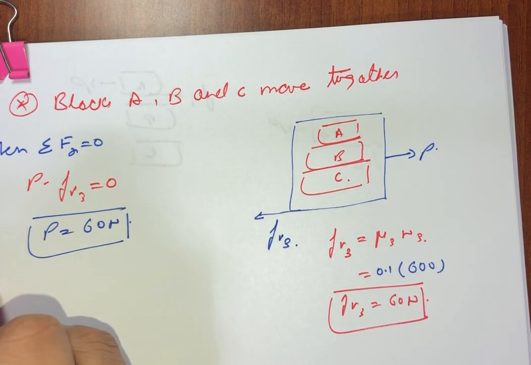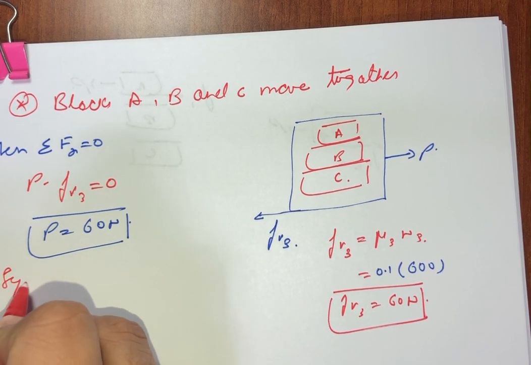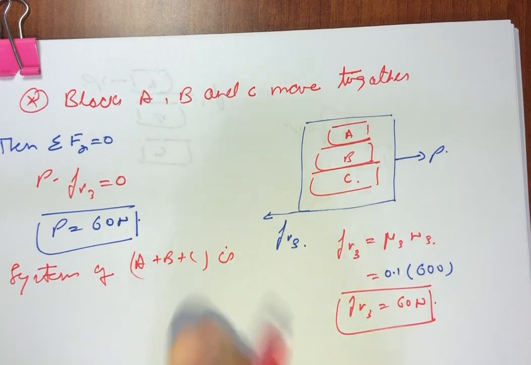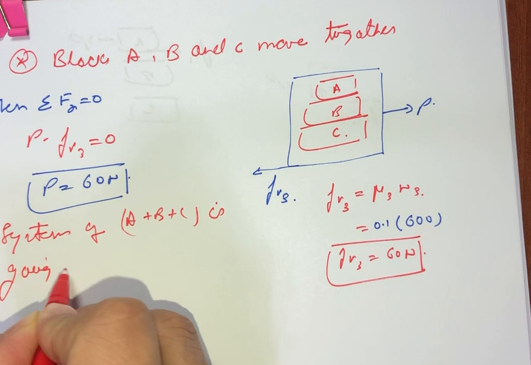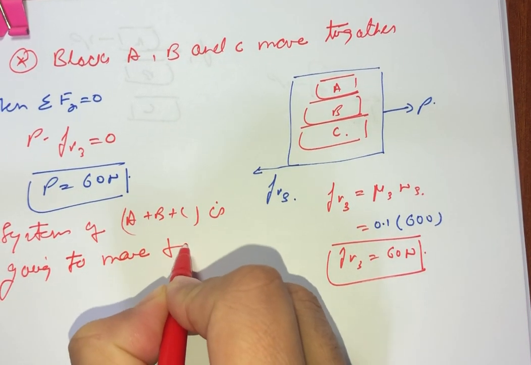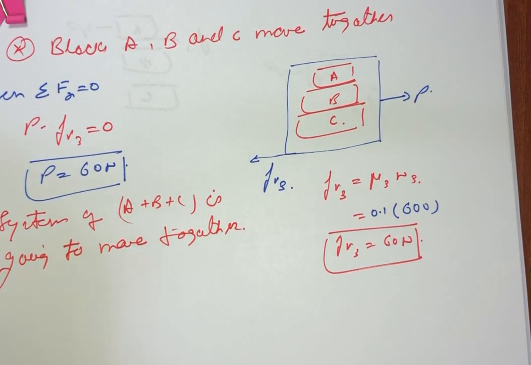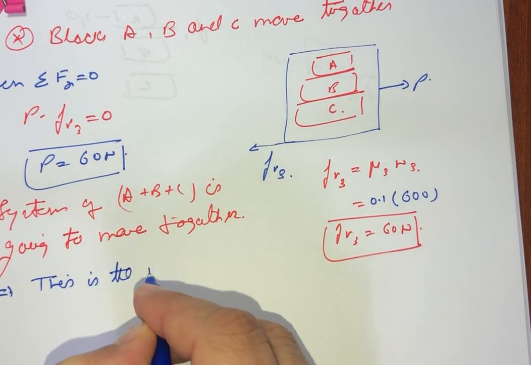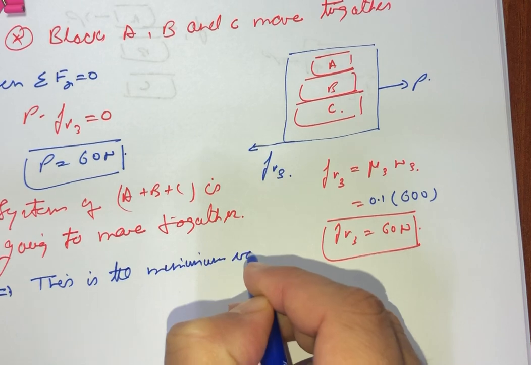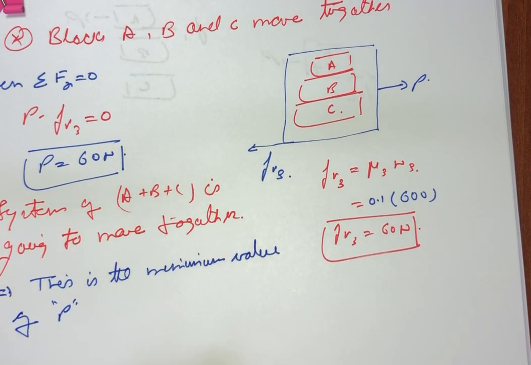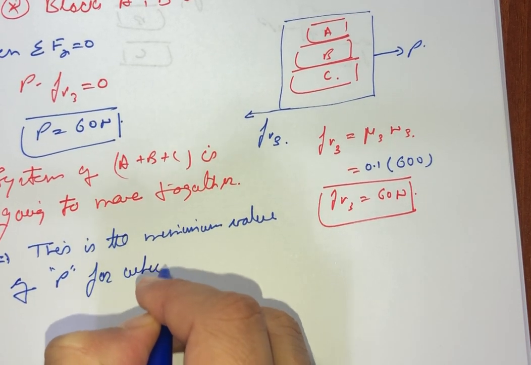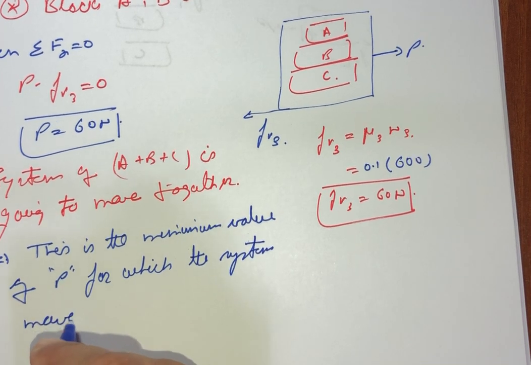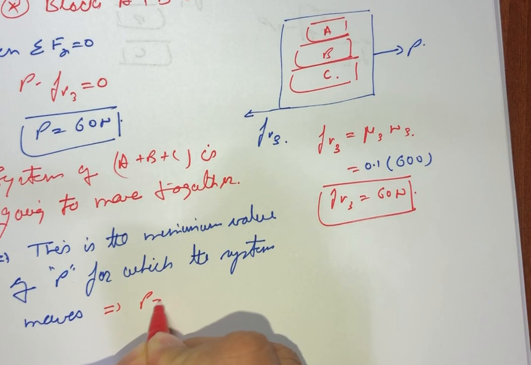So from here we can say when P is equal to 60 Newton, the system of A plus B plus C is going to move together, which means this is the minimum value of P for which the system moves. So it means the answer will be P is equal to 60 Newton.